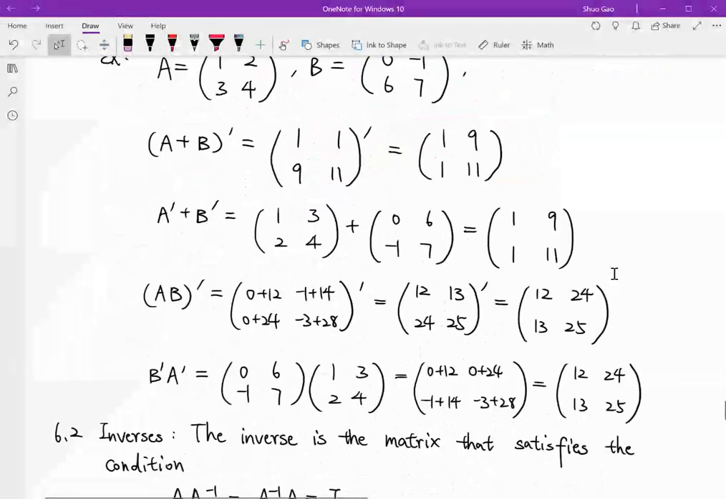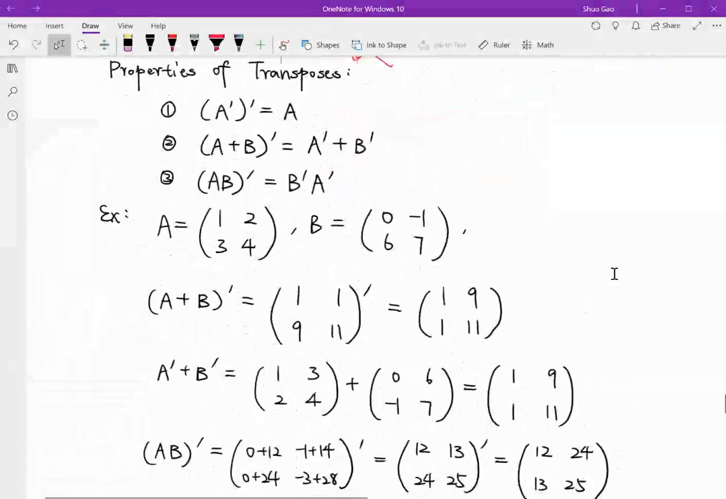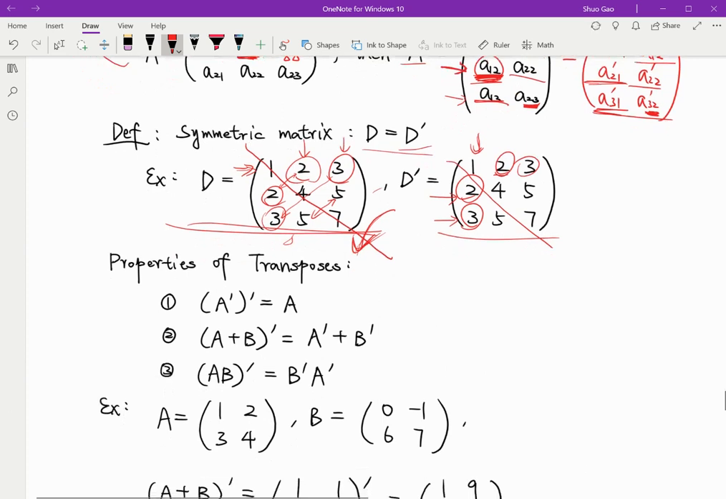Okay, and here are some of the properties. First is that A prime and then prime, 2 primes, is just A itself. That means when you transpose a matrix A and then transpose back, you flip this matrix and then flip back. Then it's just the original matrix. You change the position and then change back, so it's just the original matrix itself.